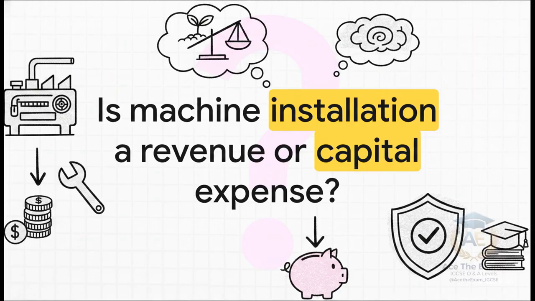I want you to mentally solve this cause-effect chain right now. Think about it. Does it add to the value of the asset, or is it just a day-to-day running cost? Get this right, and you're well on your way to conquering your exam. Keep practicing that logical flow, rely on your method marks, and we'll catch you in the next explainer.